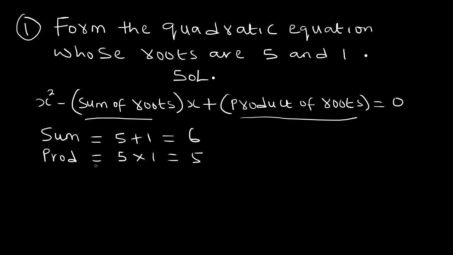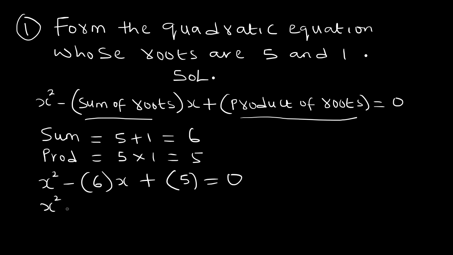We are going to substitute into this formula, and we'll have x squared minus, in place of sum of roots, we are going to put 6. Close our bracket and put x plus product of roots. We'll have 5. So put 5. Everything is equal to 0. So if we open up, we'll have x squared minus 6x plus 5 equal to 0. This is our answer. So this is the equation whose roots are 5 and 1.